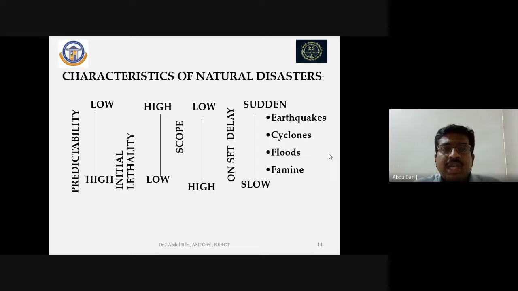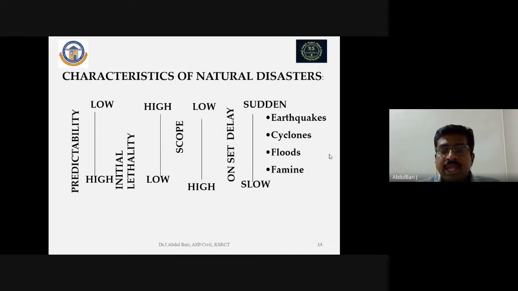We can characterize natural disasters in the following manner, that is, from low to high, high to low, and sudden to slow. We can have the following categories: high predictability or low predictability; high or low initiality; the scope of the disaster will be high or low; and similarly the onset delay will be from slow to sudden or sudden to slow. Everything has characteristics, that is predictability, initiality, scope, as well as onset delay.